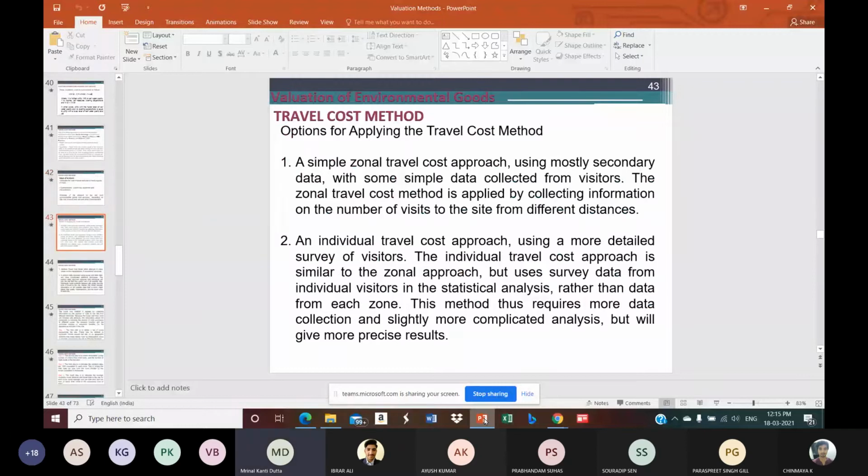So you already know about that. There might be two different options for applying the travel cost method. One might be the simple zonal travel cost approach, which uses mostly secondary data. Of course, in some cases, some simple primary data may also be collected from the visitors.